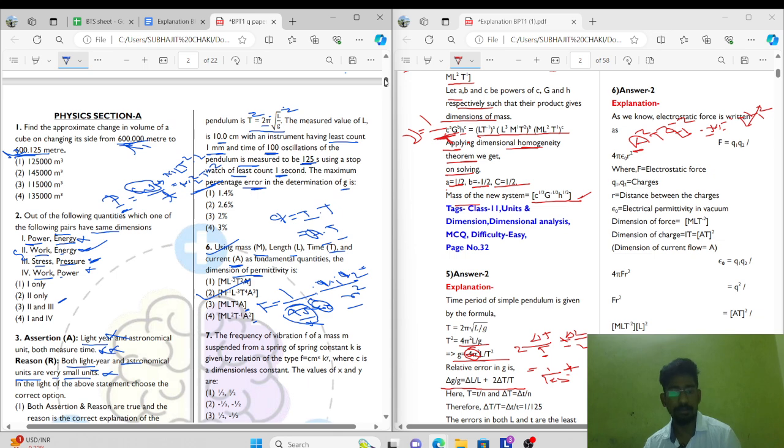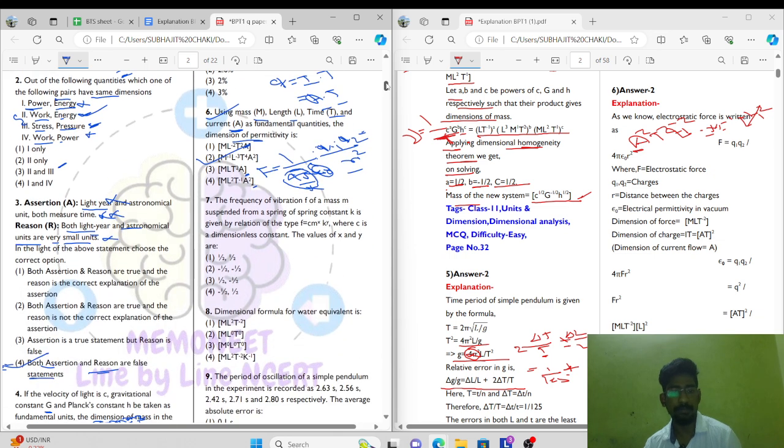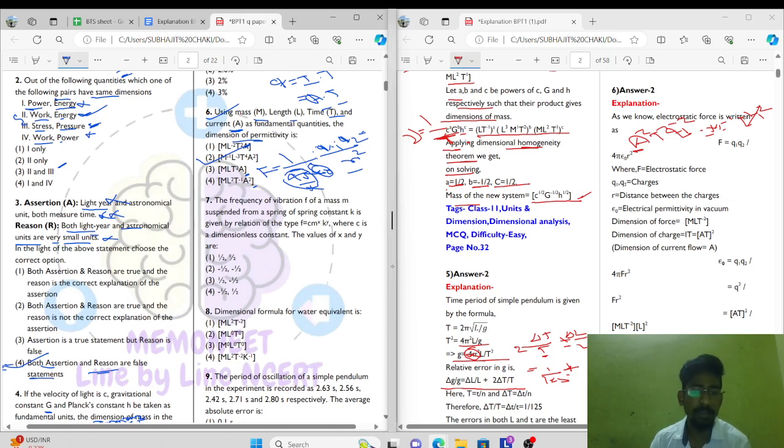Now question number 7: the frequency of vibration of mass m suspended from a spring of spring constant k. The relation is f proportional to c m to the power x k to the power y, where c is a dimensionless constant, and you have to calculate the value of x and y.